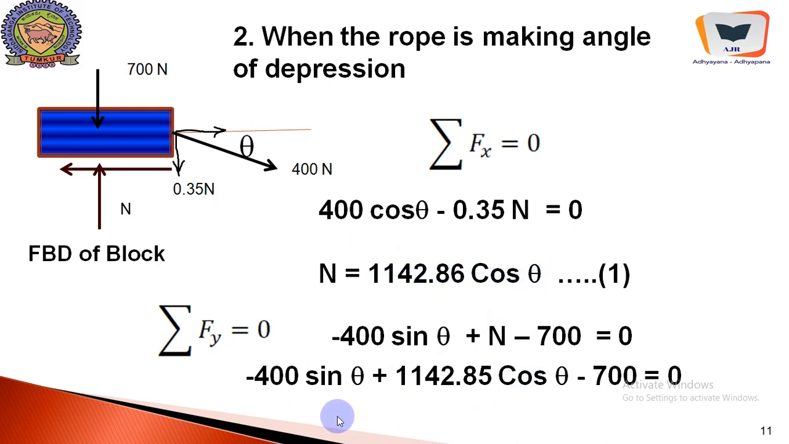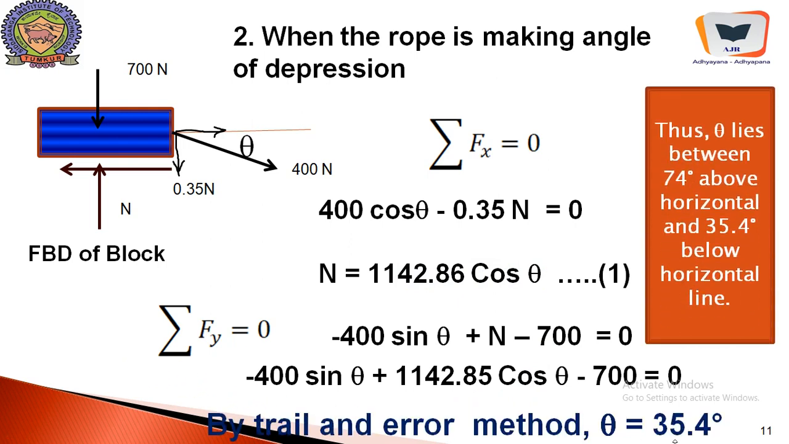in the similar fashion, of course, by the trial and error method, and theta happens to be 35.4 degree. It cannot go further, because it will add to the weight. It will become 400 only if this theta becomes 90 degree. Therefore when theta moves from 0 to 90 degree, sin theta keeps on increasing. As far as angle of elevation is concerned, it is 74 degree.